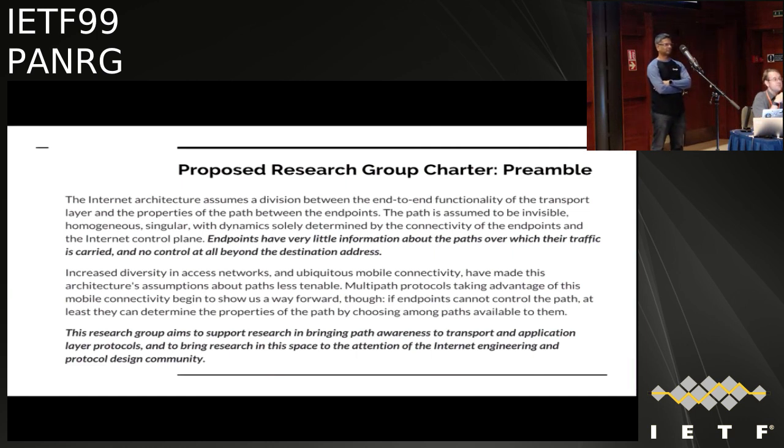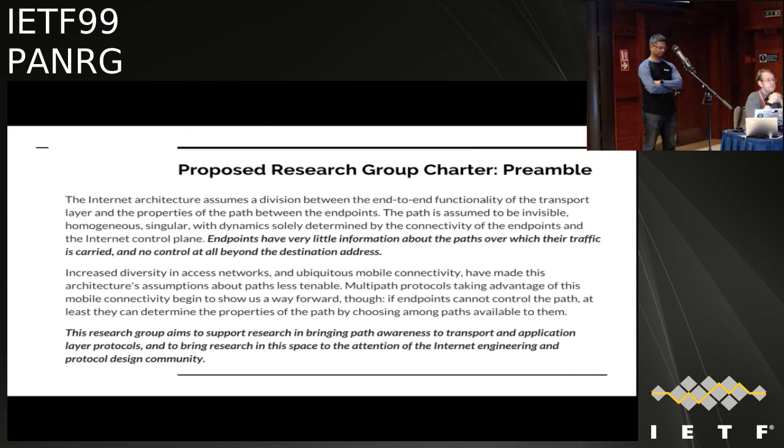Speaking as the transport area director, I am thrilled to see this work going forward. I could have raised my hand twice. I'm thrilled to see this work going forward, and I'm thrilled to see it going forward in the IRTF.